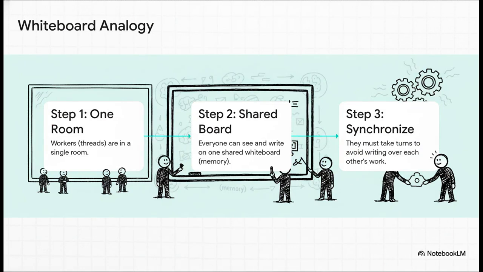And this whiteboard analogy is just perfect for understanding it. Picture this. All your computer's cores are workers, and they're all in the same room. The computer's memory, that's the giant shared whiteboard in the middle of the room. Anyone can walk up to it, read it, and write on it. But, and this is the really critical part, they have to coordinate. They have to synchronize so they aren't all trying to write in the same spot at the same time and erasing each other's work. It's a system built on total cooperation in a shared space.